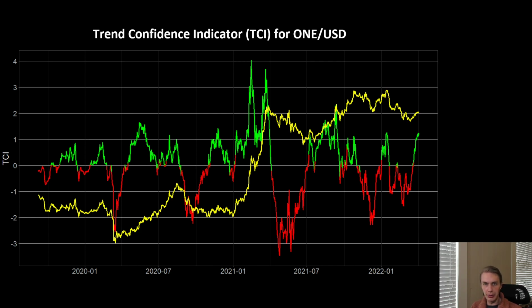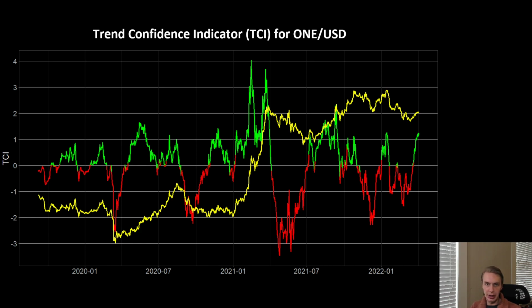So for those following the ONE market, probably the question that everyone's asking, as always, is where might it be going from here? What can we maybe expect ONE to do? It's been rallying out of the lows that it put in relatively recently. What might be going on next?